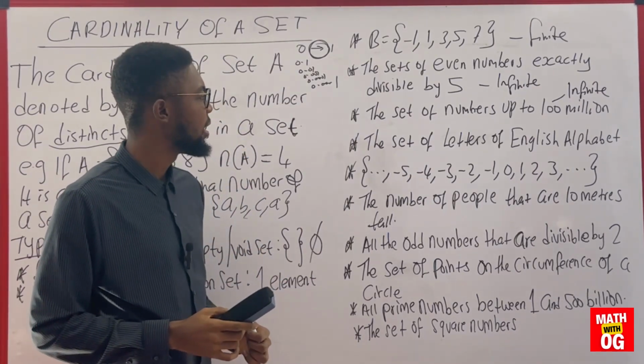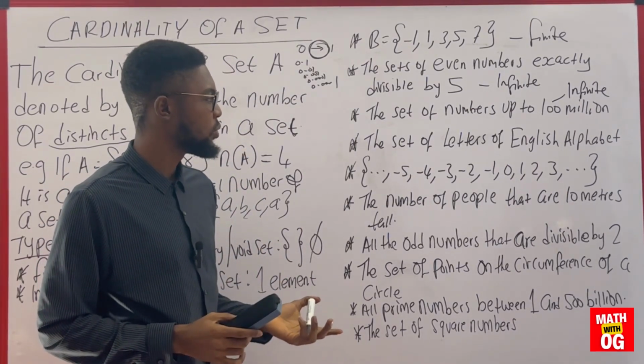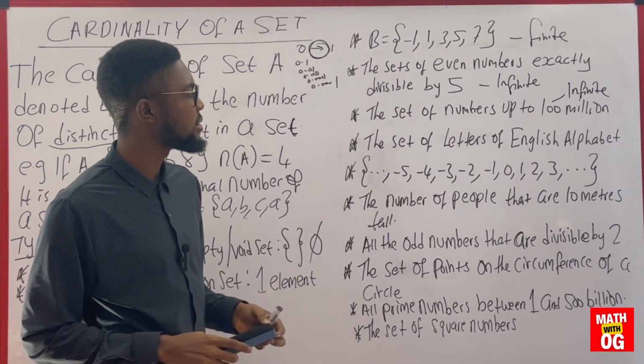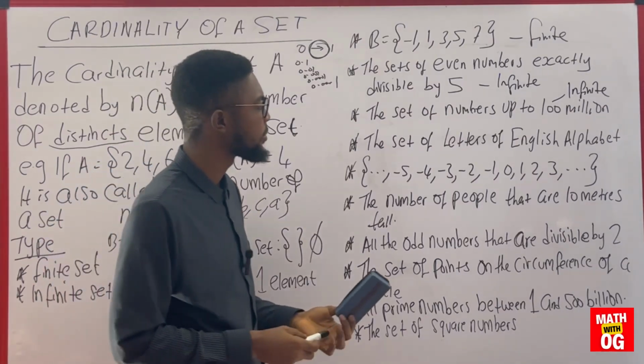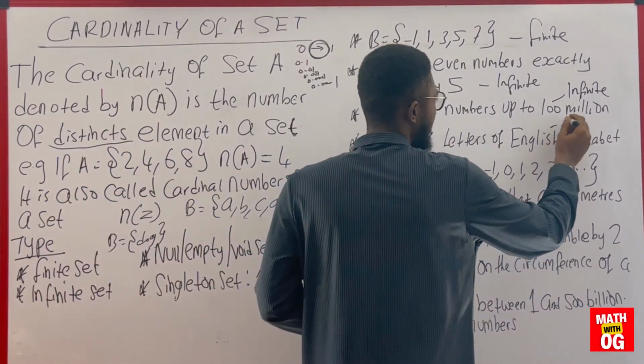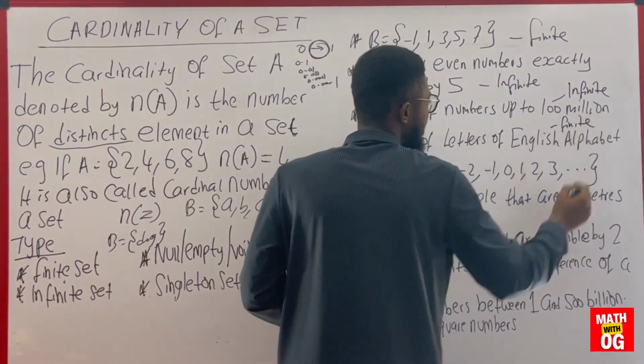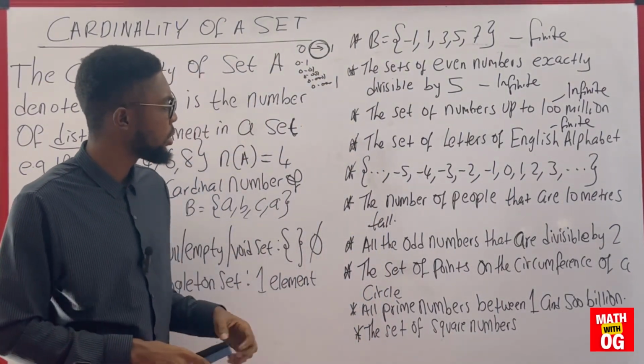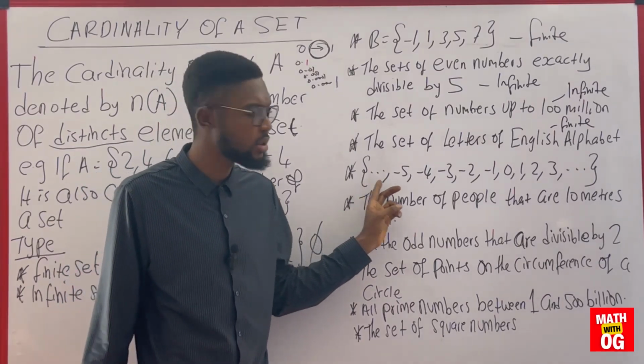Next question: set of letters of the English alphabet. I believe they are from A to Z, which is countable. So the set of letters of the English alphabet is a finite set.